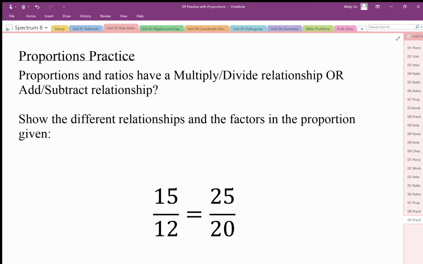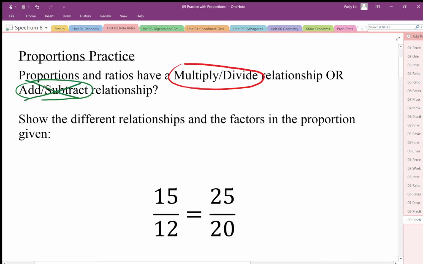So when we look at proportions and ratios and percentages, are we talking about a multiply divide relationship or an add subtract relationship? Well, we've talked about this quite a bit. It is definitely a multiply divide relationship. Okay, so we are talking about multiplication and division. We're talking about factors, multiplying and dividing factors. We're definitely not talking about adding and subtracting pieces.